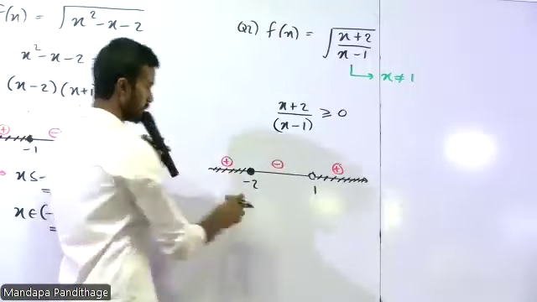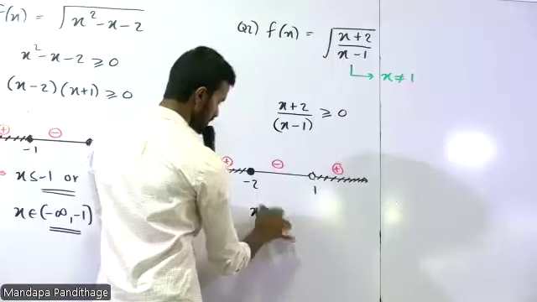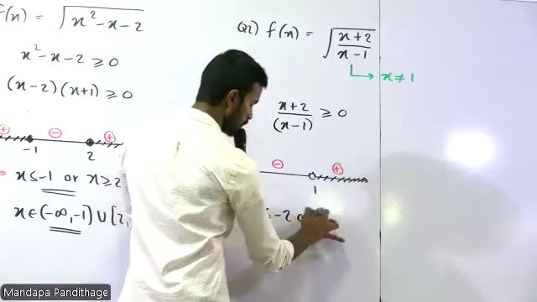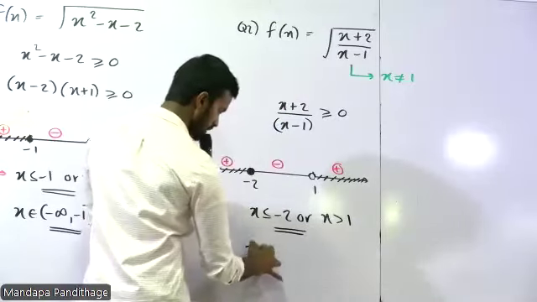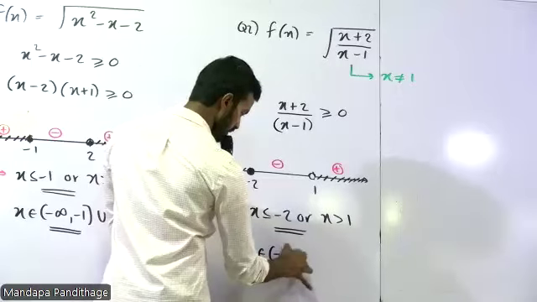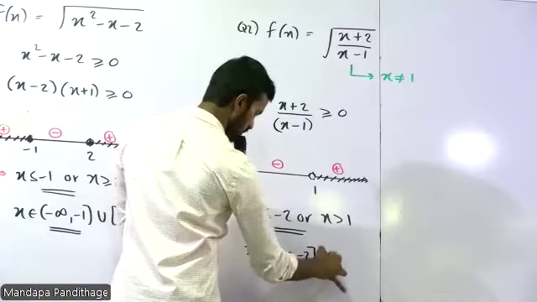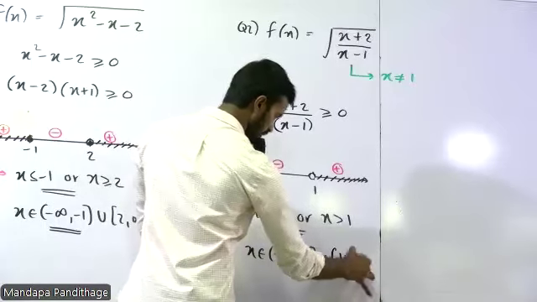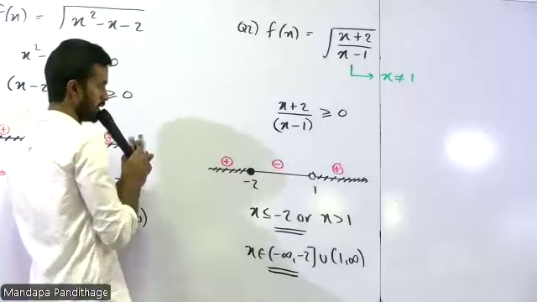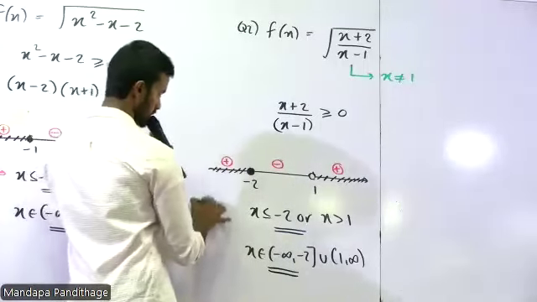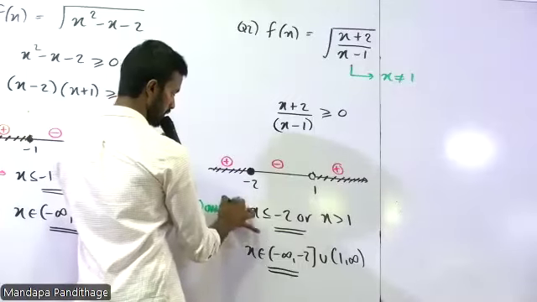Clear? So what's your domain here? It's x is less than or equal to minus 2, or it is only greater than 1. It can't be equal to 1. Set notation, x is an element of minus infinity to minus 2, union 1 to infinity. Clear? So this is your domain.